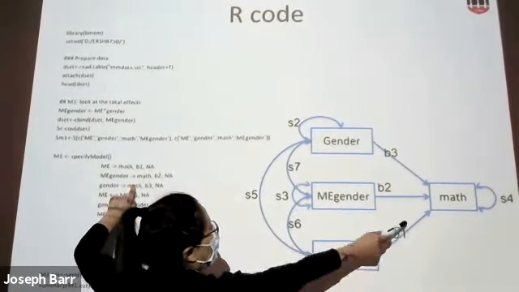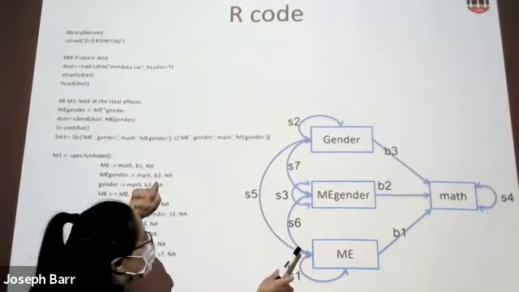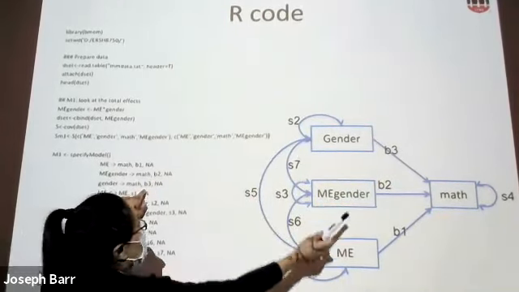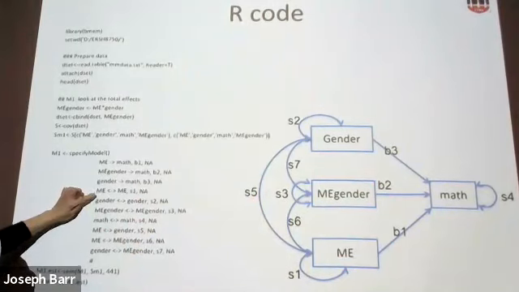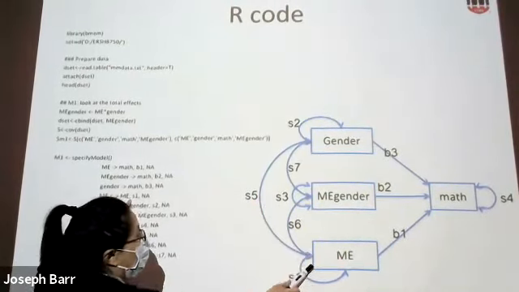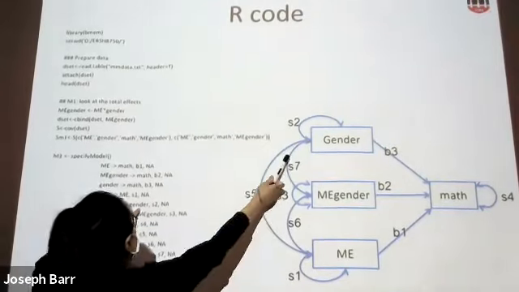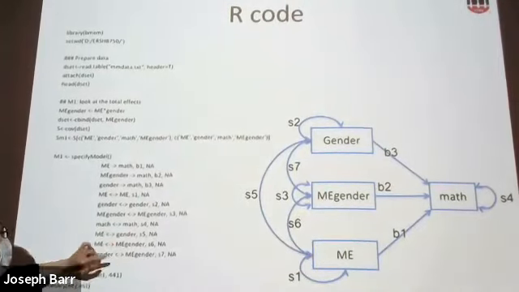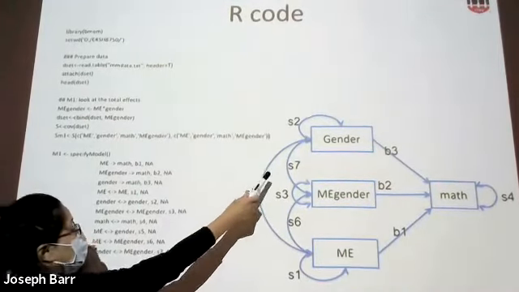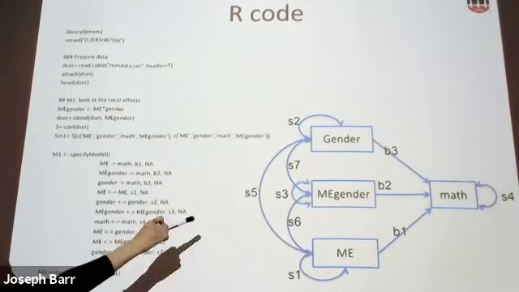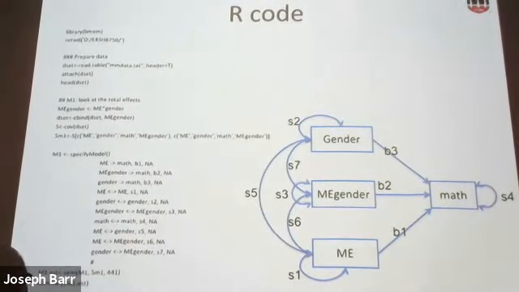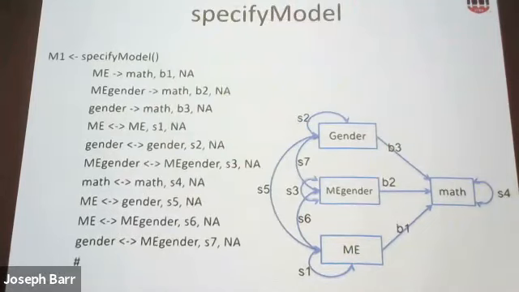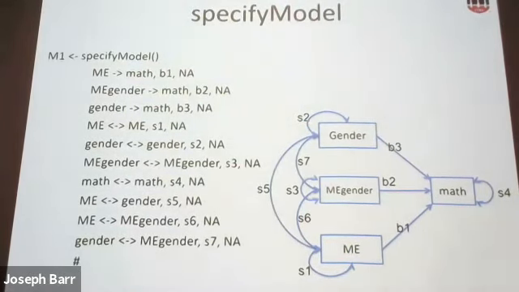B1 is from ME to math. B2 is from the interaction term. Okay. B3 is from gender. And then we have a lot of parameters: S1 is ME, the variance here. S2, gender. S3, the interaction term variance. Residual of math S4, and the covariance. Okay, covariance between two of these three variables. Okay, we have three covariances. And that's it. This is our multiple regression. Oh yeah, this is a larger version of the previous model. That's it. The same code.